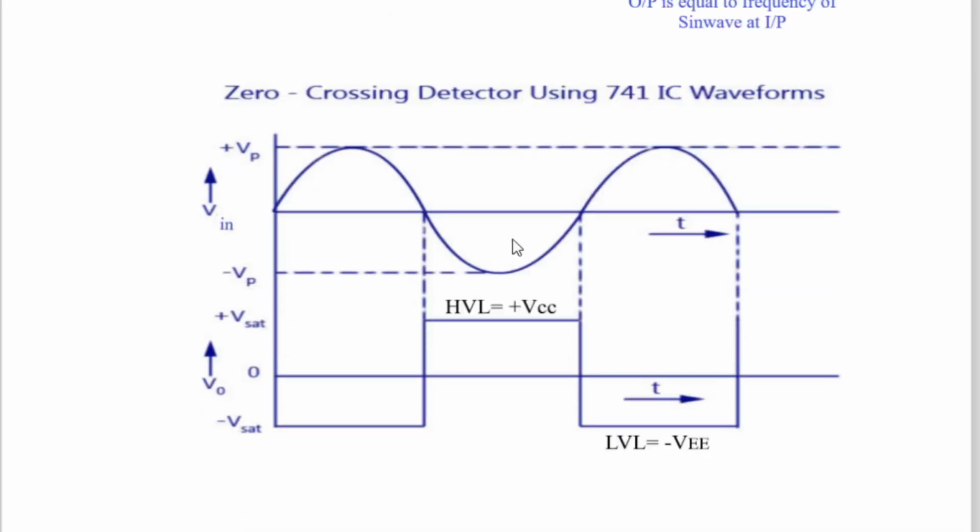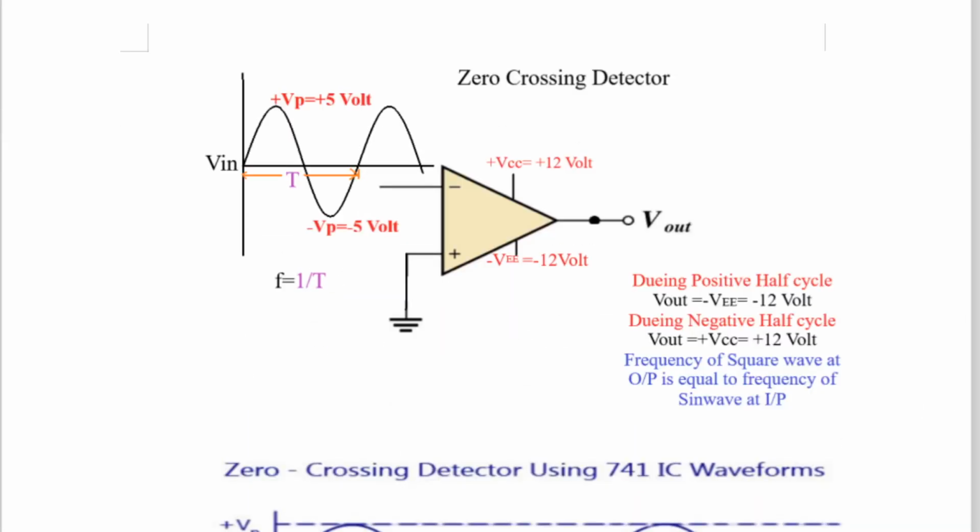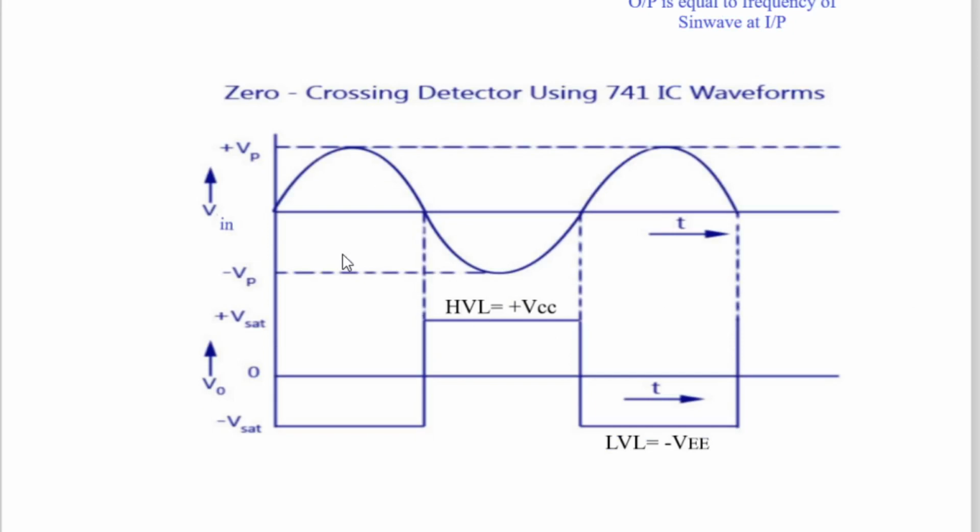So see here, during the negative half cycle, the voltage at the non-inverting pin is greater than the voltage at the inverting pin, and the output of the op-amp will remain in HVL, that is plus VCC, and that is Vsat plus. In this way, at the output of the op-amp, you will get a square wave. What you will get? Square wave. Sometimes the output is HVL, sometimes the output is LVL, depending on which voltage is greater, and accordingly the generation of the square wave will be there at the output.